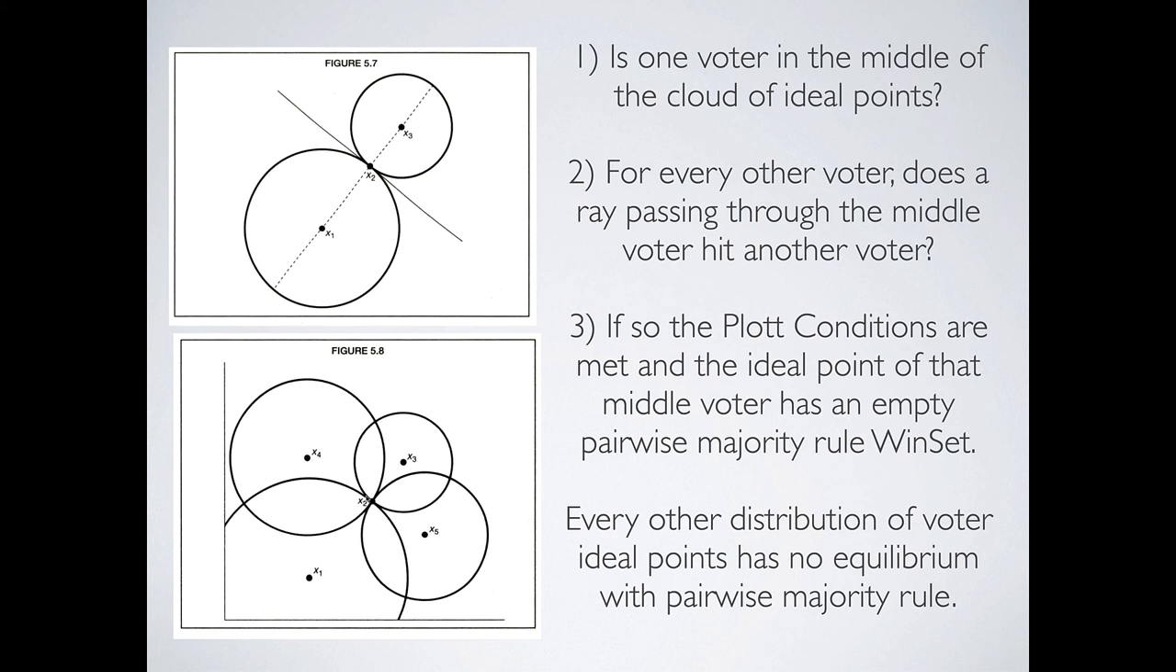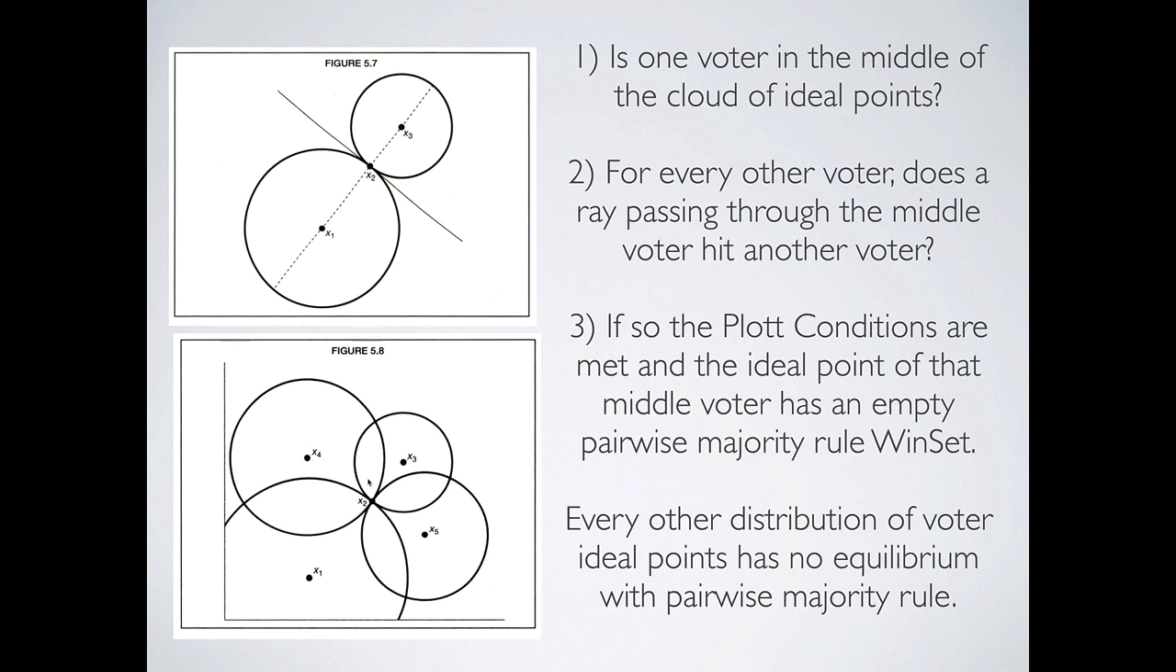X2 here is sort of in the middle of the cloud of dots. For voter X4, let me go on a ray through X2, and I hit X5. So for X5, the same thing is true, of course, because it's a symmetric condition, all right? What about for X3? Do I go through the middle voter and hit another voter? Yes. So in effect, X5 is canceling out X4. X3 is canceling out X1. So there's never going to be an overlap of three voters that we need. All right. So this is the way I check for the plott conditions.